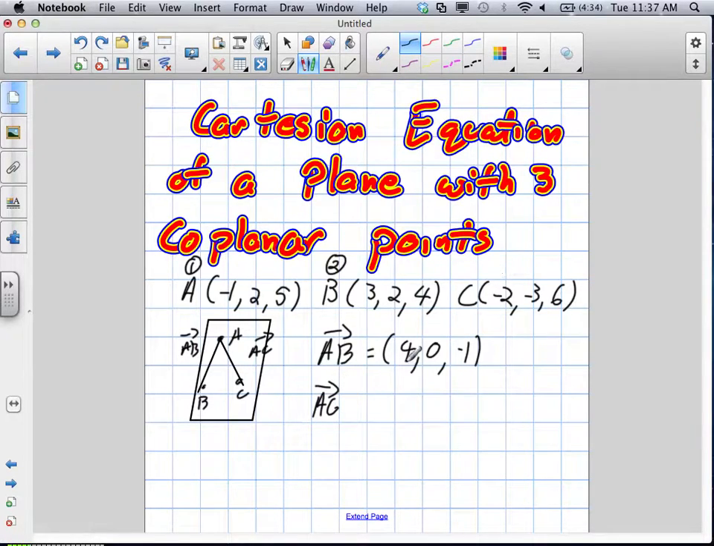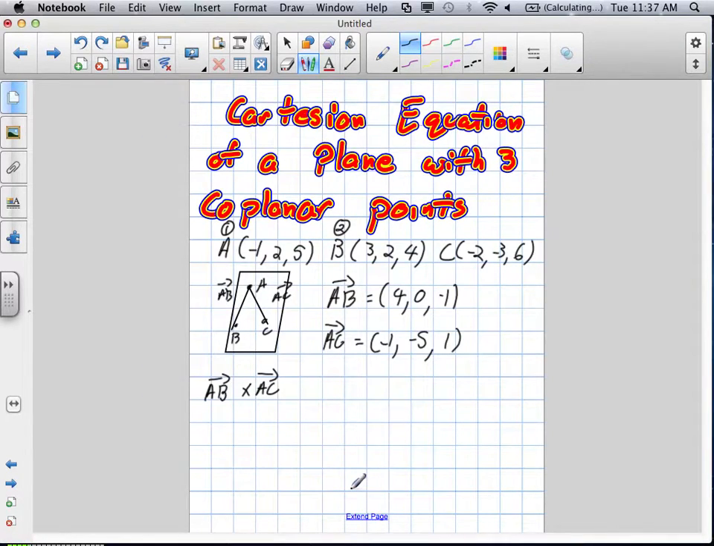Vector AC. Negative 2 subtract negative 1 is negative 1. Negative 3 subtract 2 is negative 5. 6 subtract 5 is 1. There are the directional vectors, vector AB and vector AC. When I have these 2 directional vectors, I can find the cross product. Cross product of vector AB cross vector AC to determine a directional vector perpendicular to this.